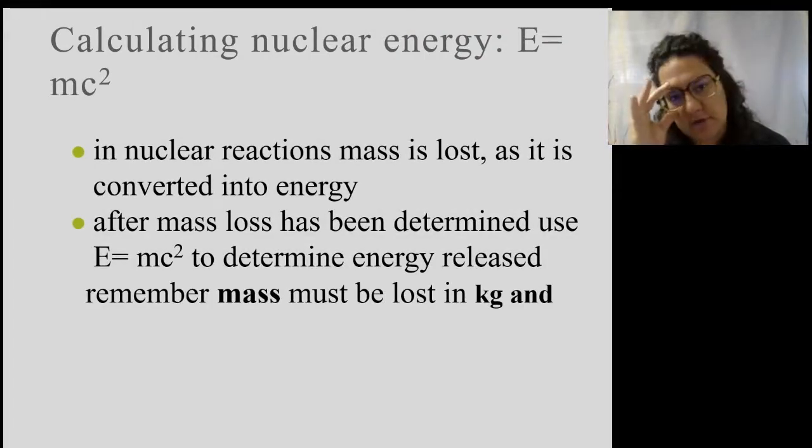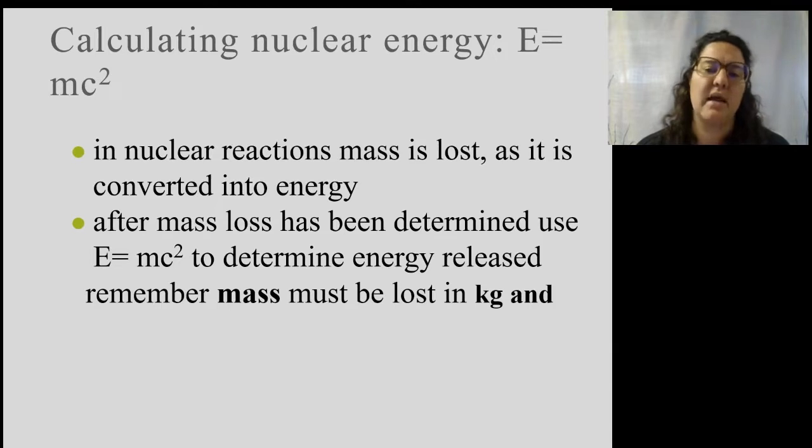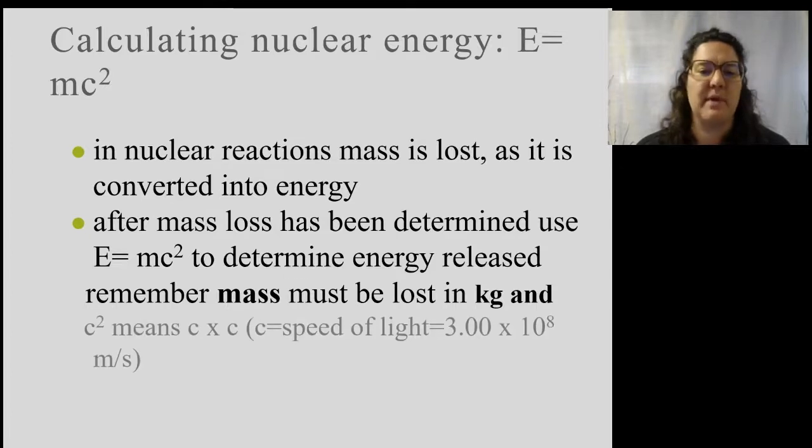So in nuclear reactions, because mass is lost as those compounds are converted to energy, we can determine the amount of mass lost, and then we can determine the amount of energy that was created in an equation. So mass must be in kilograms, and c squared is going to be the speed of light, so 3 times 10 to the power of 8 meters per second.